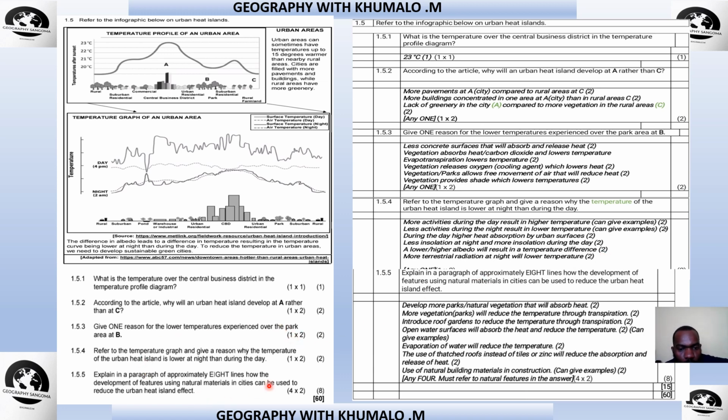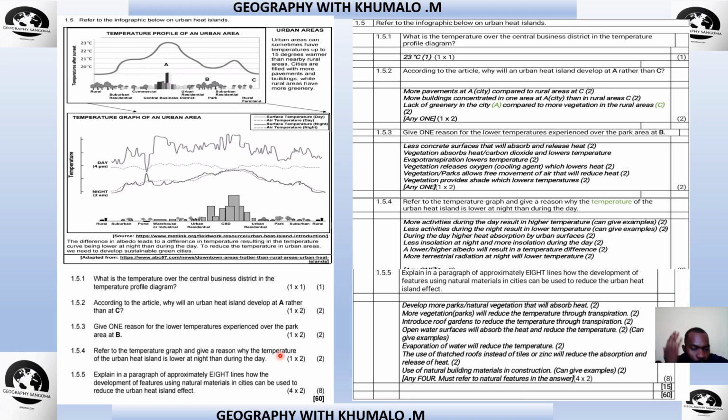Then we go to the last question of question 1. Then we'll be done with the climate and weather. They said, explain in a paragraph of approximately 8 lines how the development of features using natural material in the cities can be used to reduce the urban heat. Now, we know that artificial surfaces, grade 12s, they absorb heat. And now we don't want them to absorb heat because it's going to cause this urban heat island.